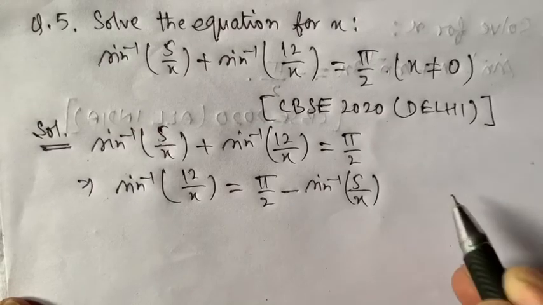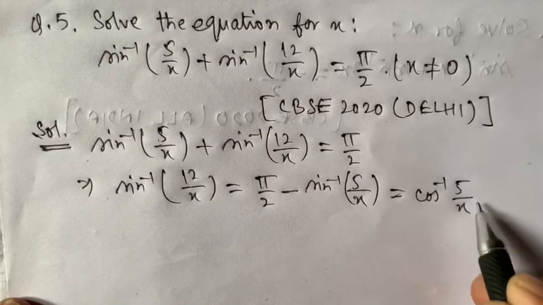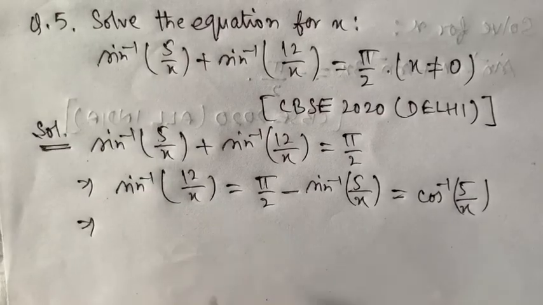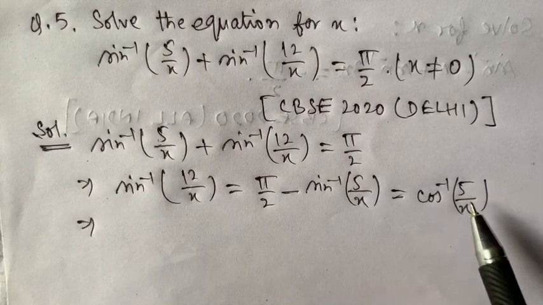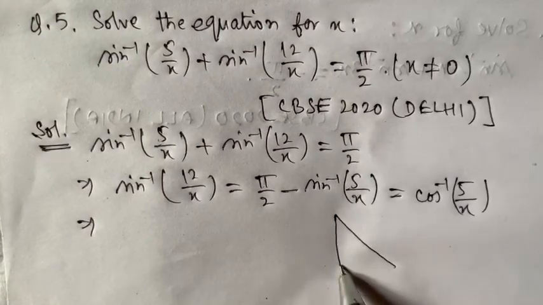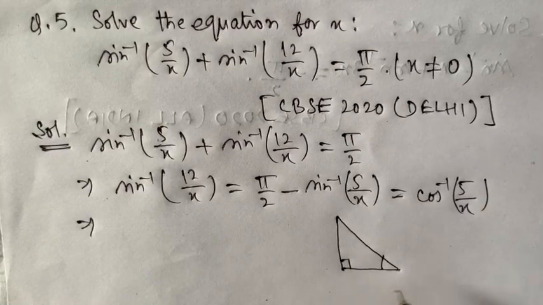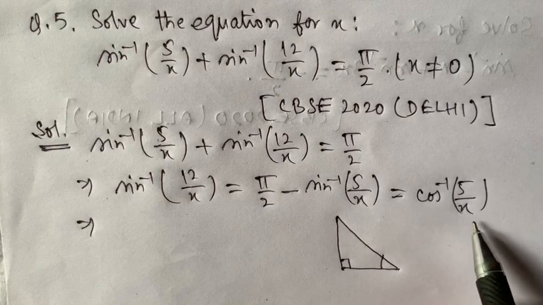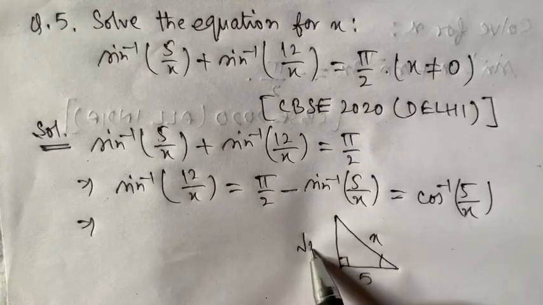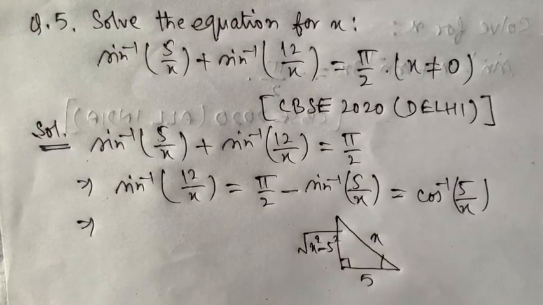Now pi by 2 minus sine inverse of x is cos inverse of x. So we can write it like cos inverse of 5 by x. Now how will we change this into sine inverse? For that we make a right angle triangle. We consider this angle. Now cos inverse 5 by x is base by hypotenuse. So the perpendicular will be root of x square minus 5 square by using Pythagoras theorem.